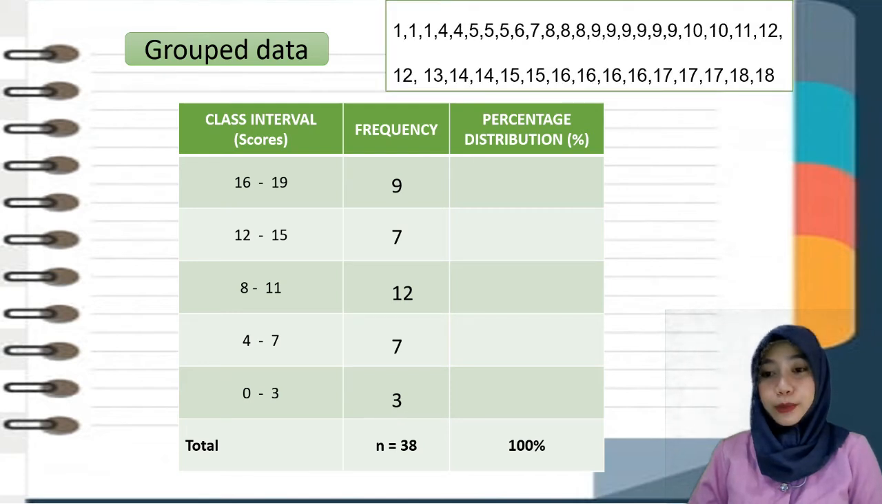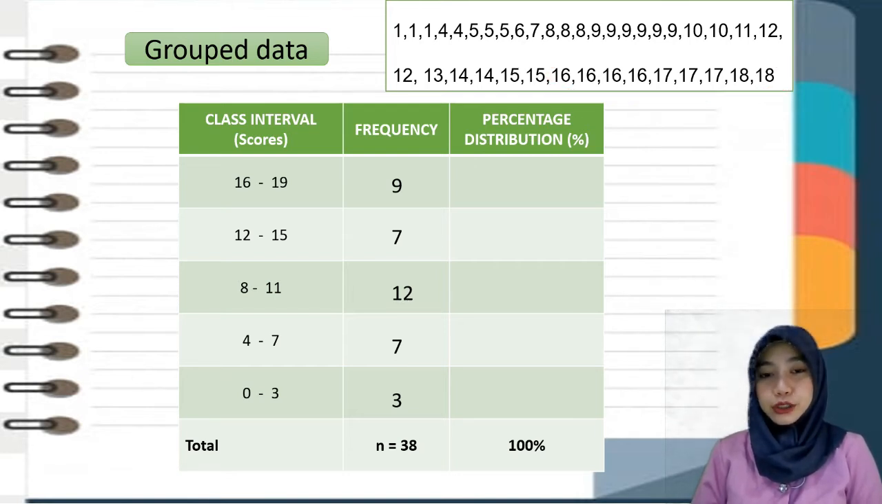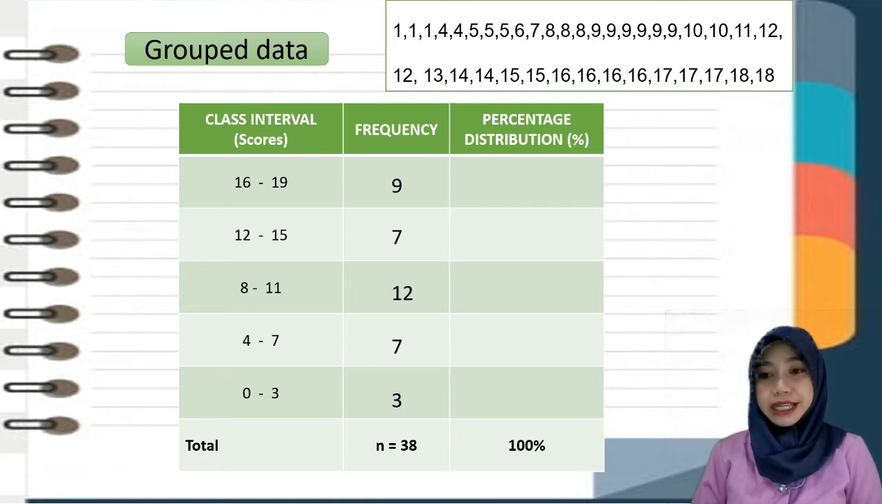Remember that frequency is the number of times the score or the data occurs. So we will count the scores from 16 to 19. In our given set of data, 16 occurs 1, 2, 3, 4 times. And 17 occurs 1, 2, 3 times. And 18 occurs 2 times. So if we count them all, we'll have 1, 2, 3, 4, 5, 6, 7, 8, and 9. So we have a frequency of 9 from the scores of 16 to 19. Next, we have 12 to 15. We will just count the scores that start from 12 to 15. We have a frequency of 7. And we will just continue for the rest of the scores.